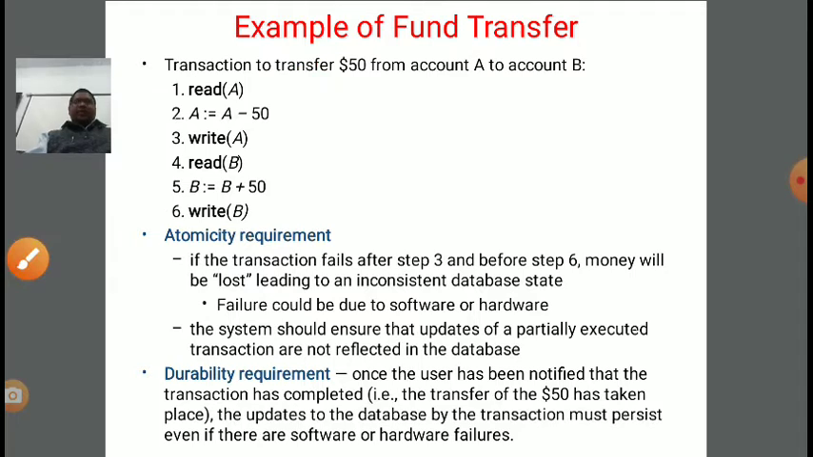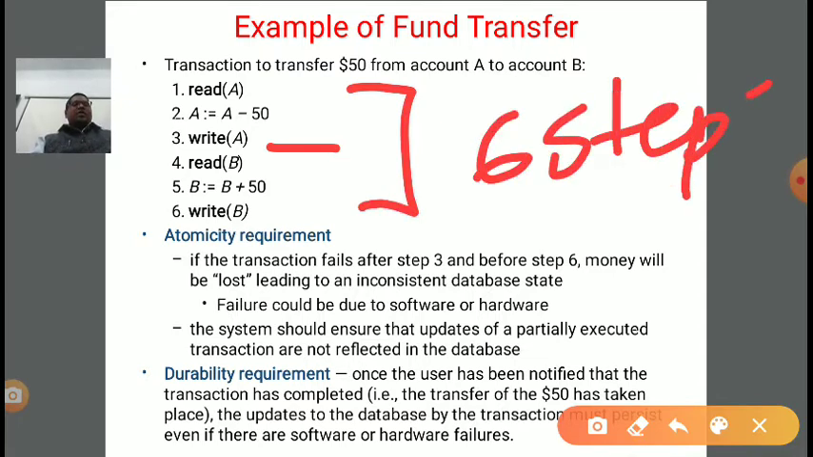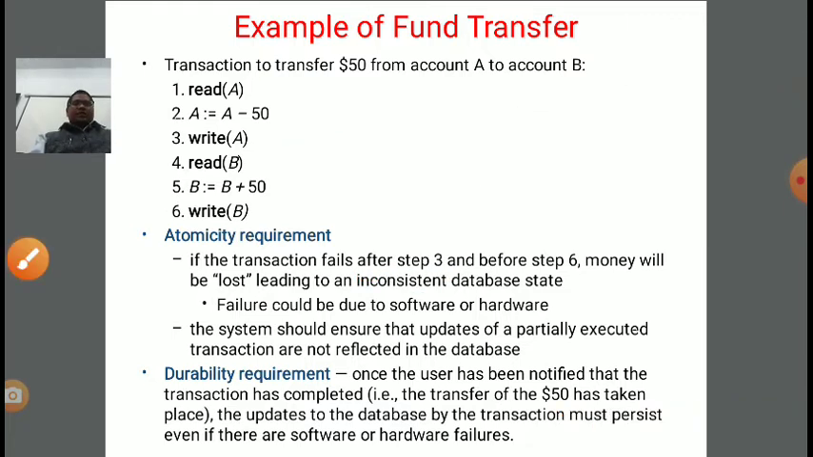Now there are some requirements in order to perform this transaction in a perfect manner. Atomicity requirement. What do we mean by atomicity? Suppose the transaction fails after step 3, which means the money is deducted from account A. In this transaction there are six steps involved. If the transaction fails after the third step, in between steps 4 to 6, then money will be lost, leading to an inconsistent database state, right?